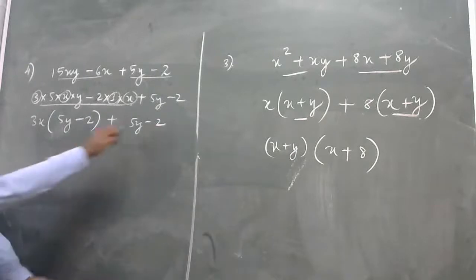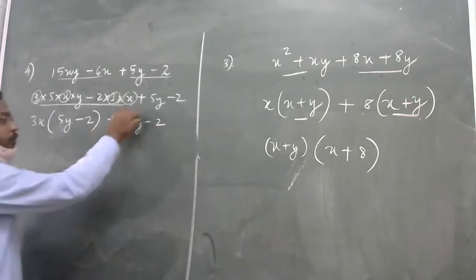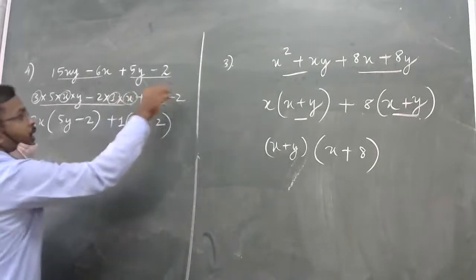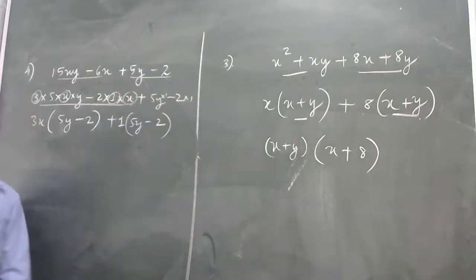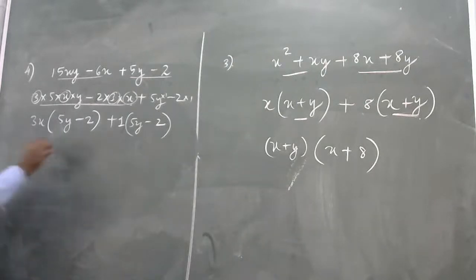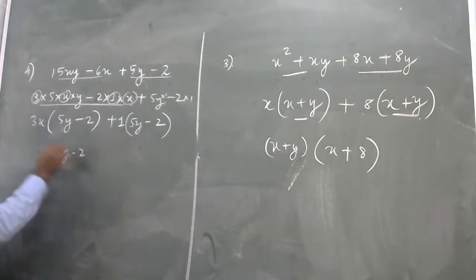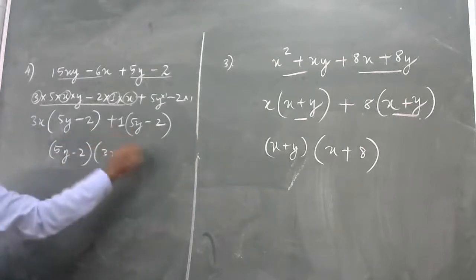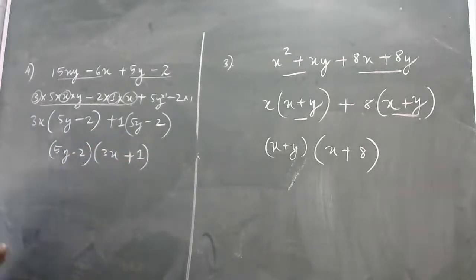But here we don't have anything common, so what can we do? We can take 1 outside, this into 1, and here also I can write multiplied by 1. So 1 is common, I take that 1 outside. So now 5y minus 2 is common. Here 3x will be left out, plus 1 will be left out.